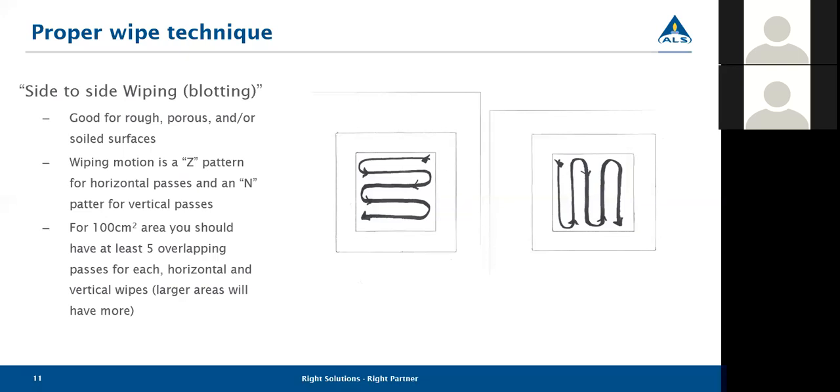And then you would wipe in an overlapping N pattern, which is shown in the second little picture there on the slide. Rough surfaces should be blotted uniformly rather than wiped. If more than one surface area is to be tested, turn or refold the wipe to expose a clean section and repeat this step. Up to 4 separate surface areas may be collected, each one using one unused portion of the wipe.